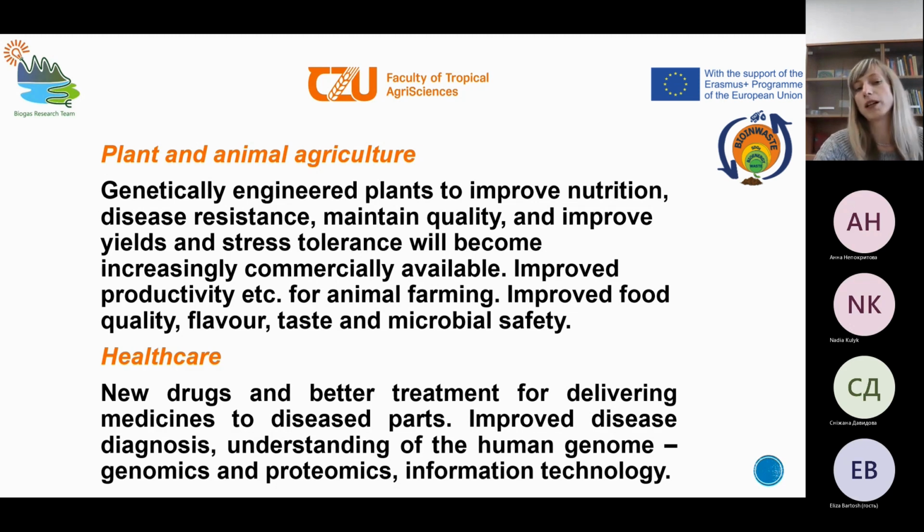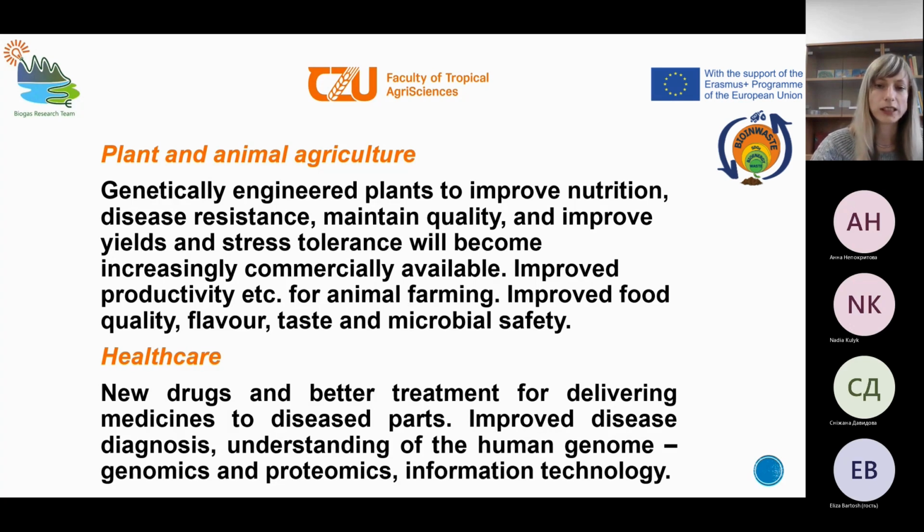Of course, we have some environmental issues for genetically engineered plants, and a lot can be discussed about this. Health care is also a field that is very important in biotechnology, improving disease diagnostics, especially cancer diagnostics, and sensor systems that monitor our health. Vaccination is also very important.